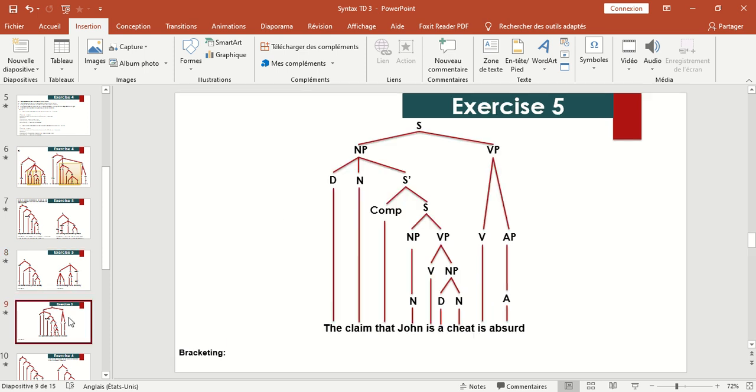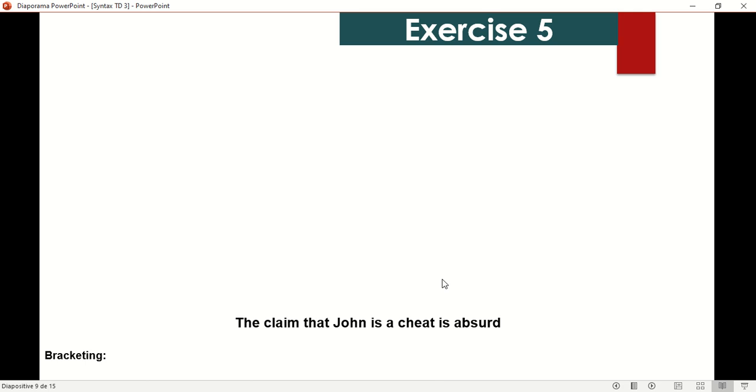Finally, the last sentence in exercise 5: "The claim that John is a cheat is absurd." Here we have what we call a complex noun phrase, "the claim that John is a cheat." A noun phrase where we have a sentence which is "John is a cheat." So this noun phrase is composed of a determiner, a noun that is post-modified by a whole sentence. Then a verb phrase which is "absurd."